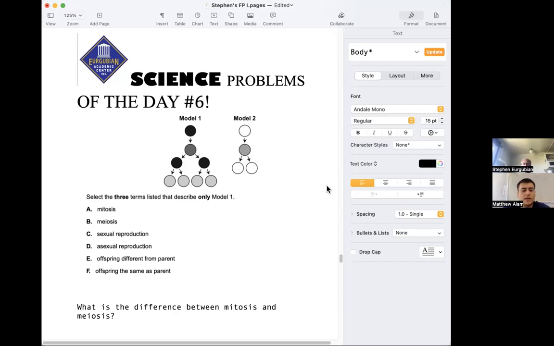And is it sexual or asexual reproduction? Well, if we're looking at the number of partners, we can assume that it is sexual reproduction, because there is some deviation from the parent in the offspring. So because the offspring is different from the parent, we know that there must be some other genes getting involved in this.